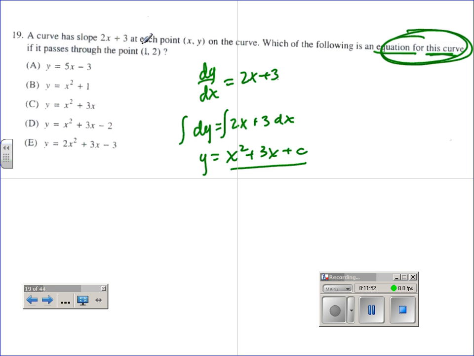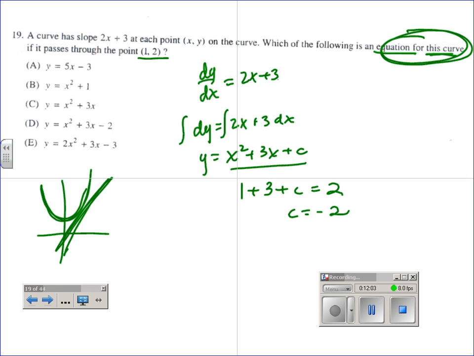We're trying to figure out the equation of the actual curve. It's the difference between figuring out this versus this. For c, you use your initial condition: 1 plus 3 plus c should be 2. So c must be negative 2, so it must be d.